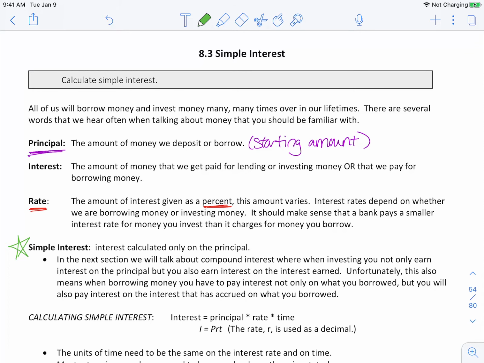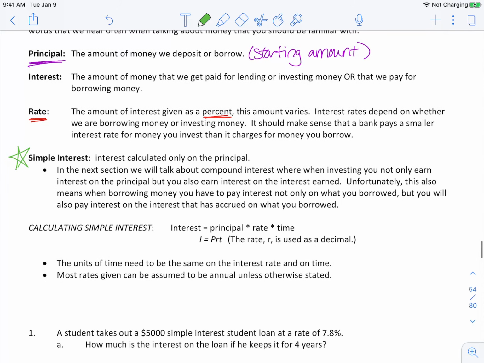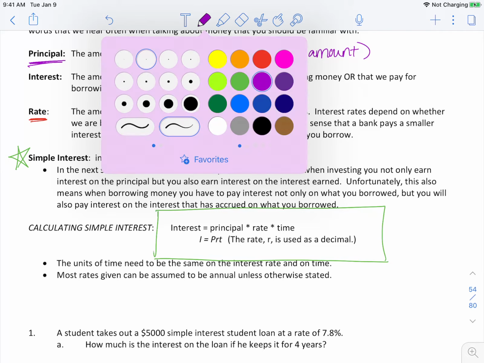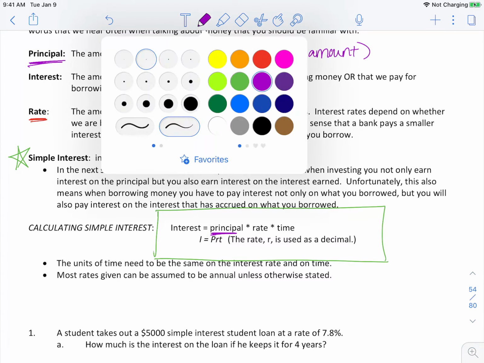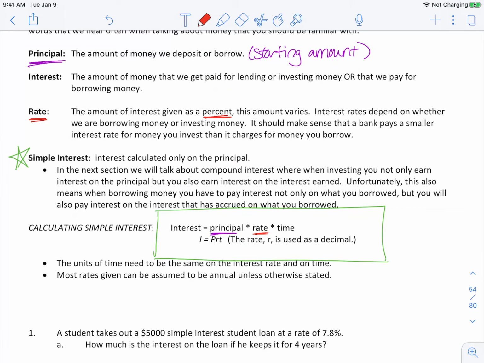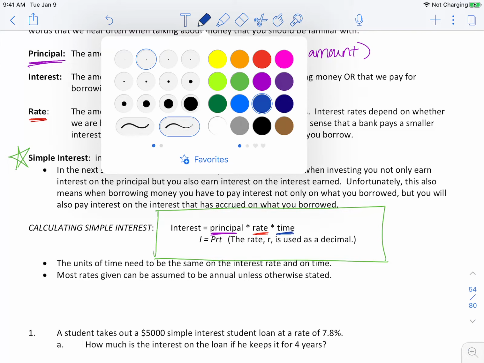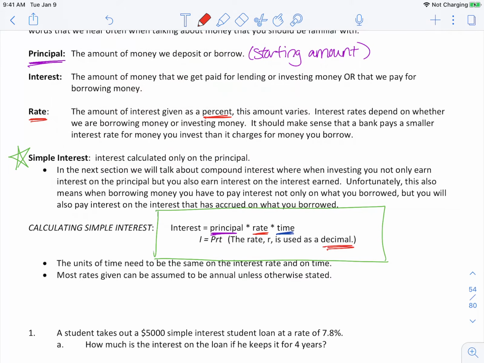So for calculating simple interest, this is our formula. Interest is equal to the principal times rate times time. So again, our principal times our rate times time. So I equals PRT, the rate R that is used as a decimal.